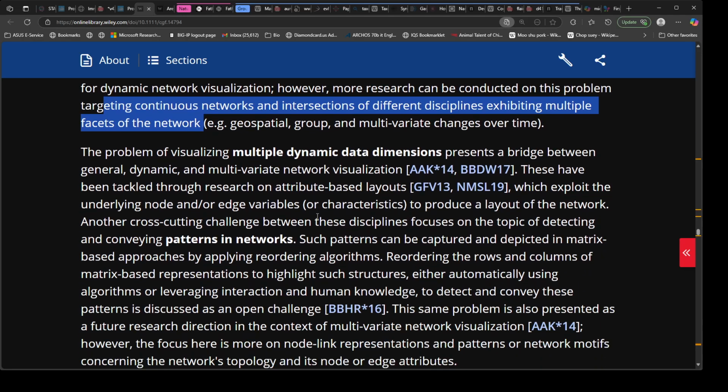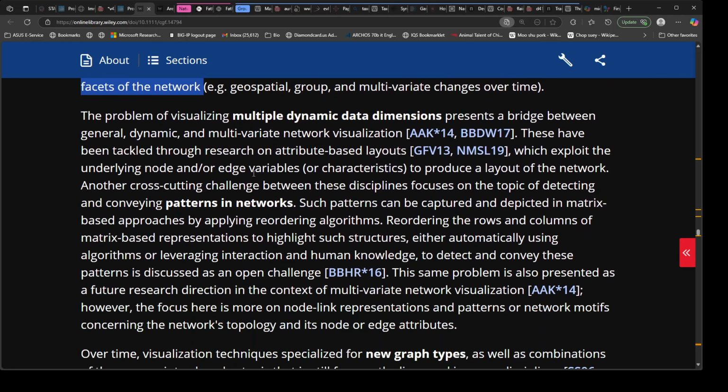for example geospatial, group, and multivariate changes over time. The problem of visualizing multiple dynamic data dimensions presents a bridge between general, dynamic, and multivariate network visualization, OC14, BBDW17. These have been tackled through research on attribute-based layouts, GFV13, NMSL19, which exploit the underlying node and/or edge variables, or characteristics, to produce a layout of the network.